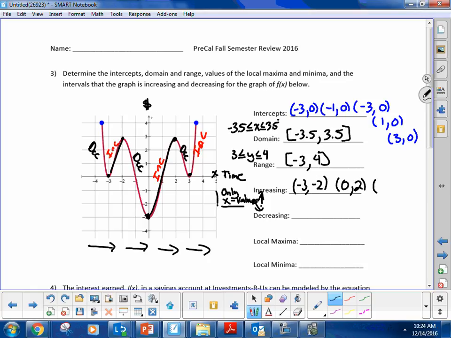And the last increasing interval was this one, from 3 to 3.5. Okay, let me switch color and talk about the decreasing. Same thing, only x values: negative 3.5 to negative 3, and then from negative 2 to 0. If you look at it, just x values. That's where I got the 0 from. And the last decreasing interval is from 2 to 3. So this is how you get those solutions.